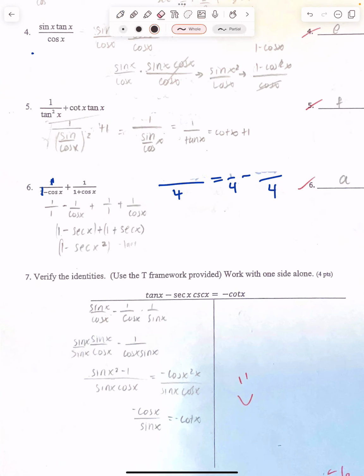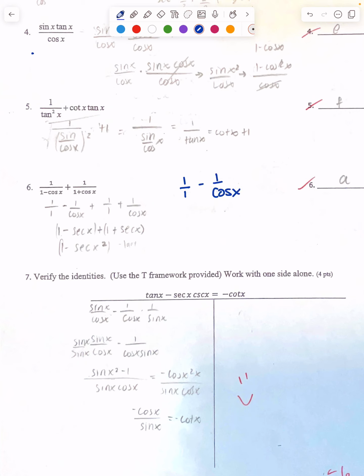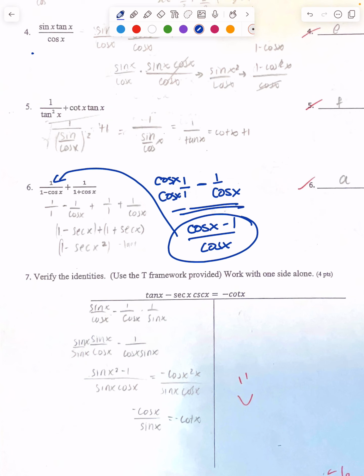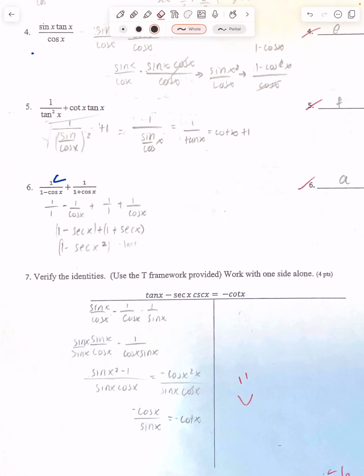But that's not what we have. You can't do it backwards. I can't split the numerator. Think about that. If I were going to put this back together, I'd need a common denominator. I'd have to do cosine x over cosine x, and then subtract. I'd get cosine x minus 1 over cosine x, and this is definitely not what I started with. So you cannot split a numerator. You can only split a denominator.